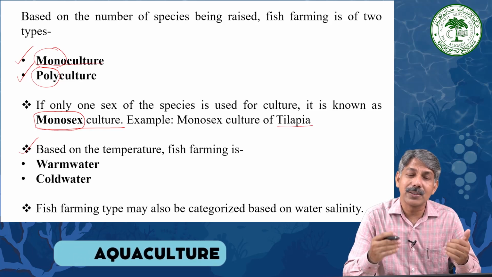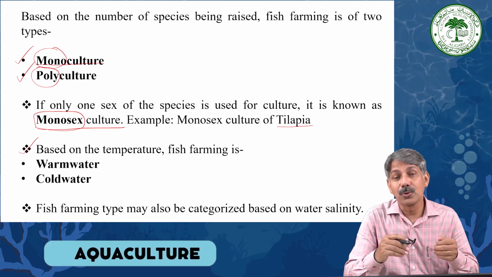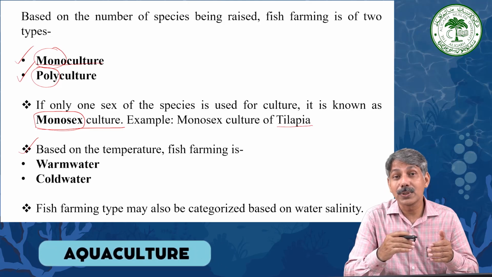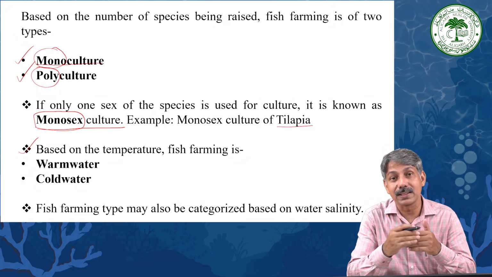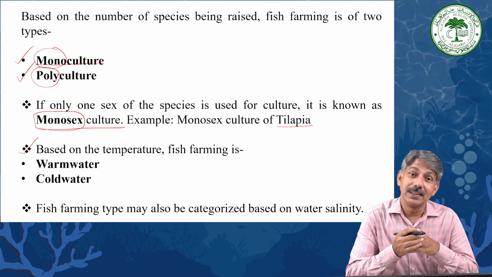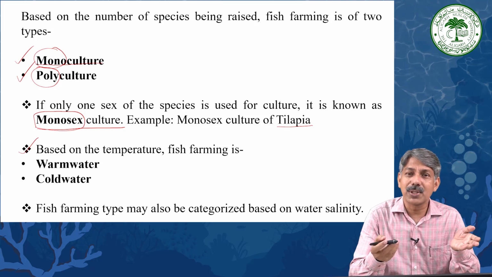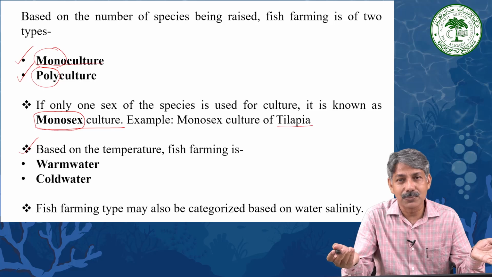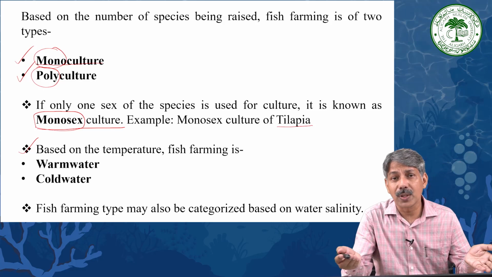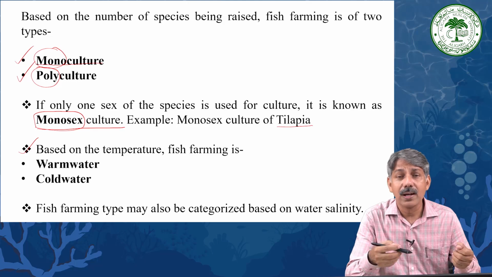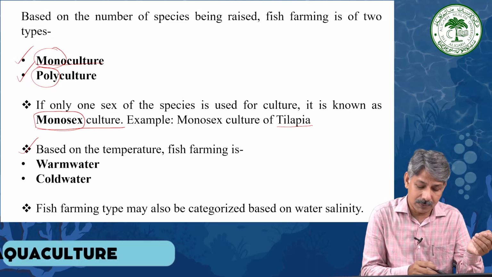Then these kinds of fishes are categorized as warm water fishes, and those which are not comfortable in water temperature beyond 15 degrees centigrade are categorized as cold water fishes. Examples of IMC, Indian major carps, are Labeo rohita, Catla catla, Cirrhinus mrigala. They are warm water species. Cold water species, you must have heard about mahseer, Tor tor, Schizothorax, or rainbow trout. They are all examples of cold water fishes.